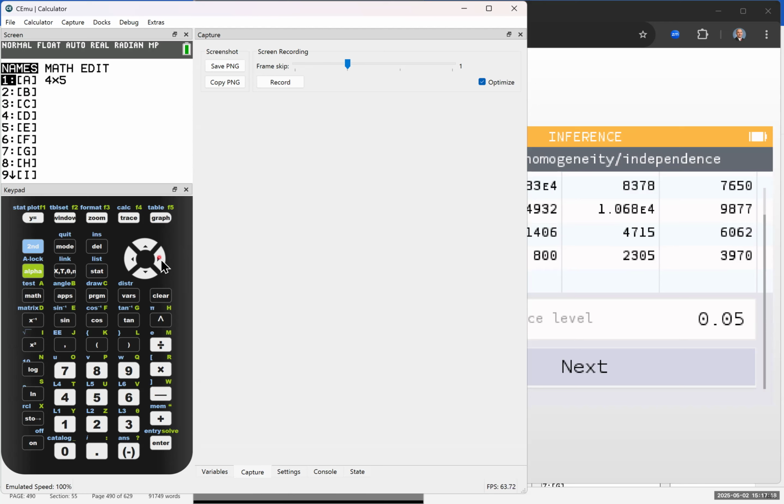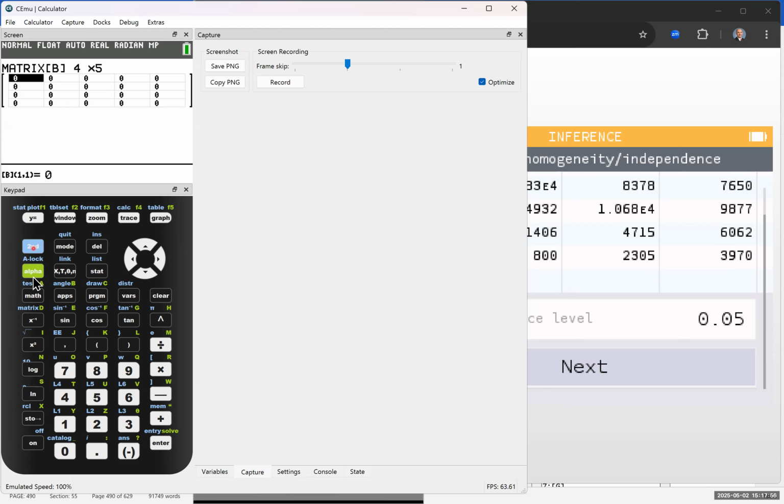You'll notice now matrix A is a 4 by 5 matrix. Now it's going to calculate all the values in the expected matrix for us, okay? But we have to set up an expected value matrix with the same dimensions. So we have to make sure that we go into matrix B, which is going to be our matrix of expected values, okay? Edit menu, B, and make sure you set it with the same dimensions.